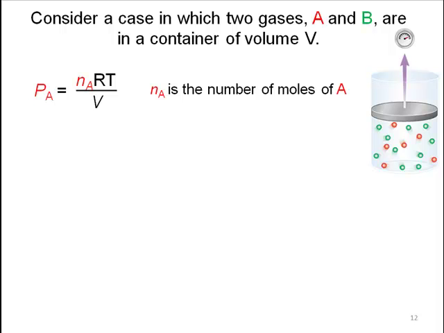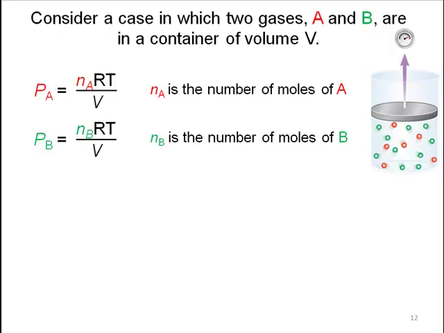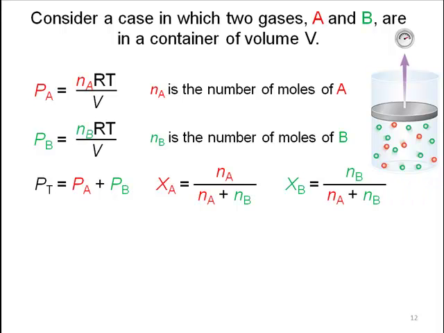Individual, the partial pressures. So, if the pressure due to molecule A is proportional to the number of moles of A, the pressure due to particle B is proportional to the number of moles of B. This means that the total pressure of this particular sample would be PA plus PB, and the mole fraction would be for A, NA over NA plus NB, and for B, of course, NB over NA plus NB. So this is how you get your mole fractions and your total pressure.